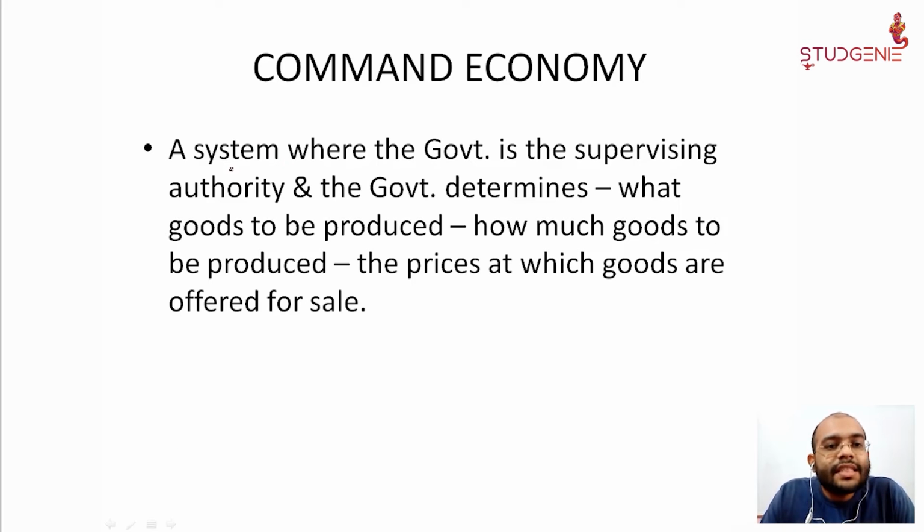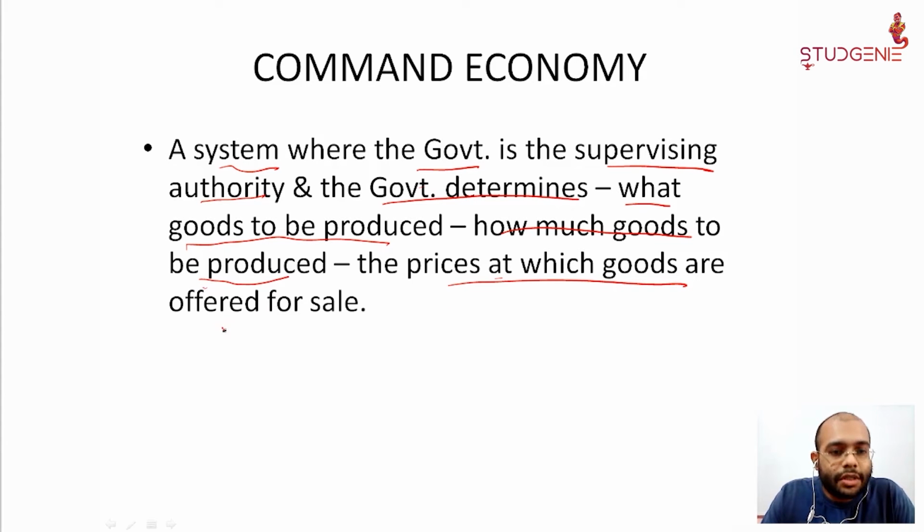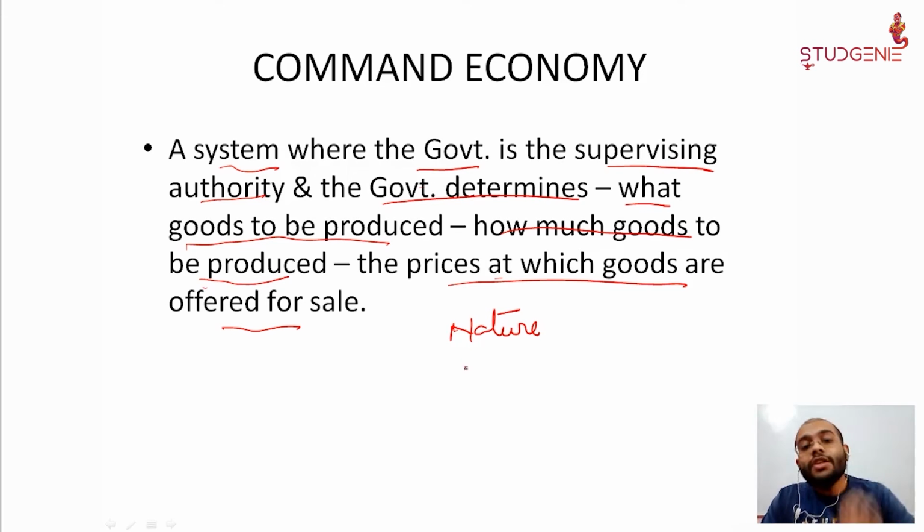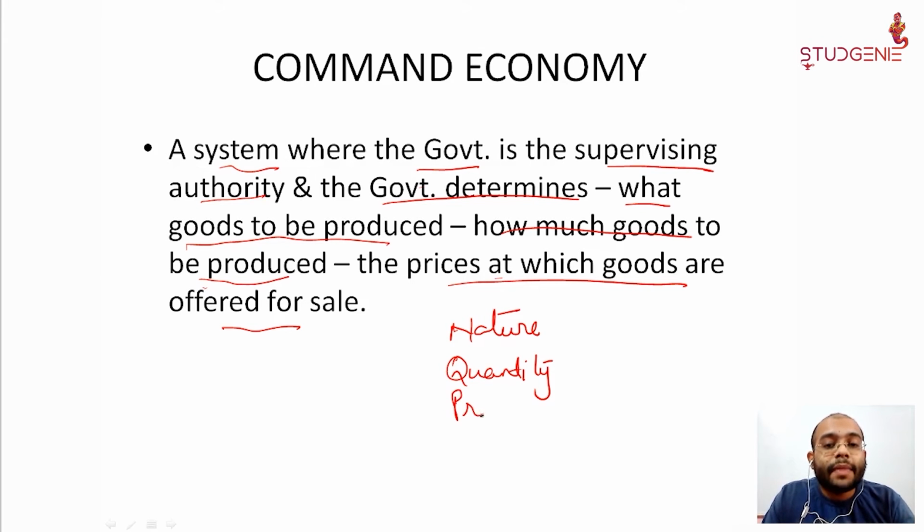Command economy. It is a system where the government is the supervising authority, and the government determines what to be produced, how much goods to be produced, and the prices at which these goods are to be sold. What to produce? Government will determine the nature of goods. How much goods to be produced? Government will determine the quantity of goods. And the prices at which goods are offered for sale, government will determine the selling price of the goods. That means government will identify the nature of the goods to be produced within that economy.